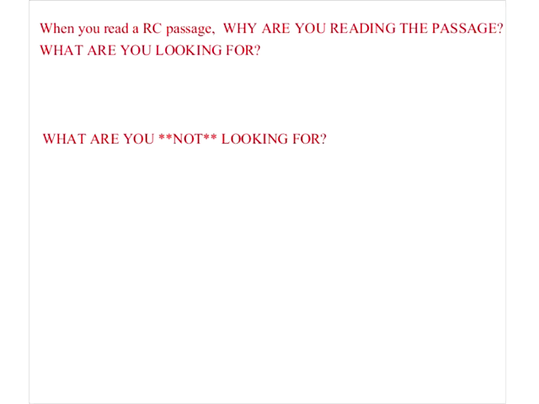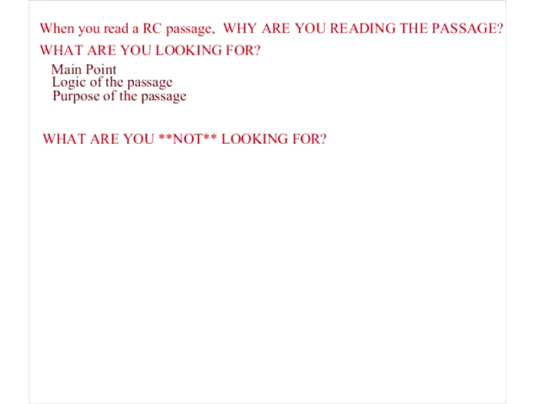So there's two issues here. The first issue is what are you looking for? The second issue is what are you not looking for? So as far as what are you looking for, you guys pretty much have it, which is the main point, logic of the passage, purpose of the passage, and also tone.